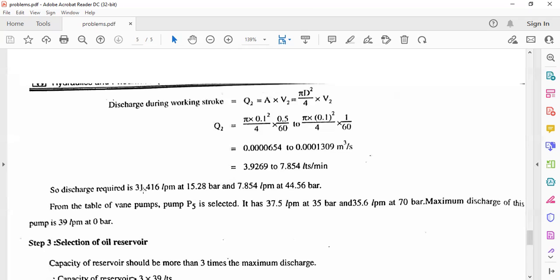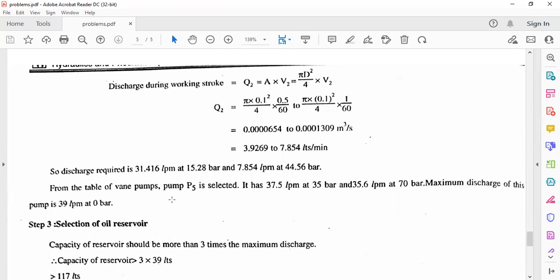So discharge required is 31.41 liter per minute at 15.28 bar, and 7.85 liter per minute at 44.56 bar. From the table of vane pump, pump P5 is selected. It has 37.5 liter per minute at 35 bar and 35.6 liter per minute at 70 bar. Maximum discharge of this pump is 39 liter per minute at 0 bar.